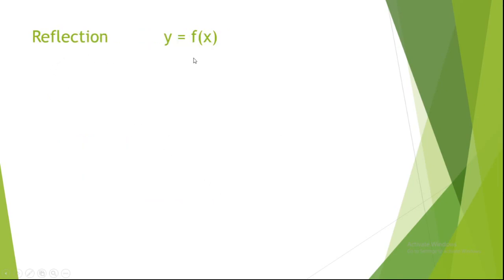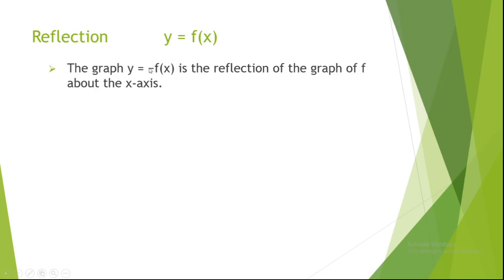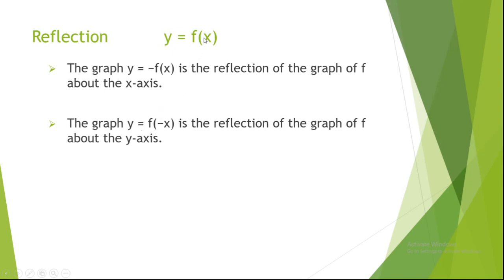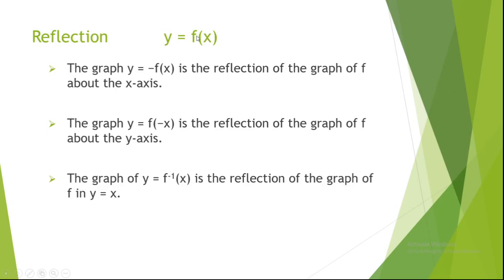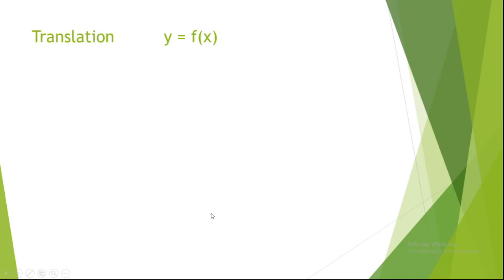Now reflection. We have a graph y equals f of x. Now we make a graph y equals minus f of x, which means we change the sign of the function f of x. F of x becomes minus f of x, which means the reflection of the graph about the x-axis. When you change the sign of x, it is minus x, which means its reflection about the y-axis. Suppose the function f of x is inverted, it means a reflection about the line y equals x.